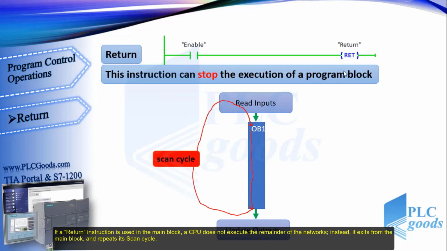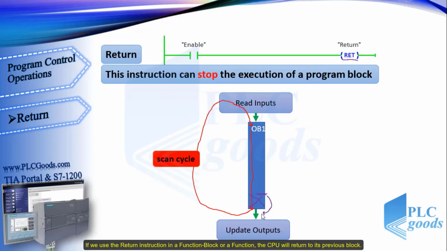If a return instruction is used in the main block, a CPU does not execute the remainder of the network. Instead, it exits from the main block and repeats its scan cycle. If we use the return instruction in a function block or a function, the CPU will return to its previous block.